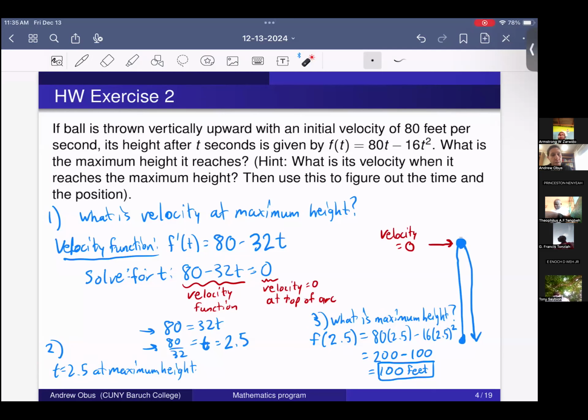Okay, any questions here? Okay, great. So we get 100 feet there.